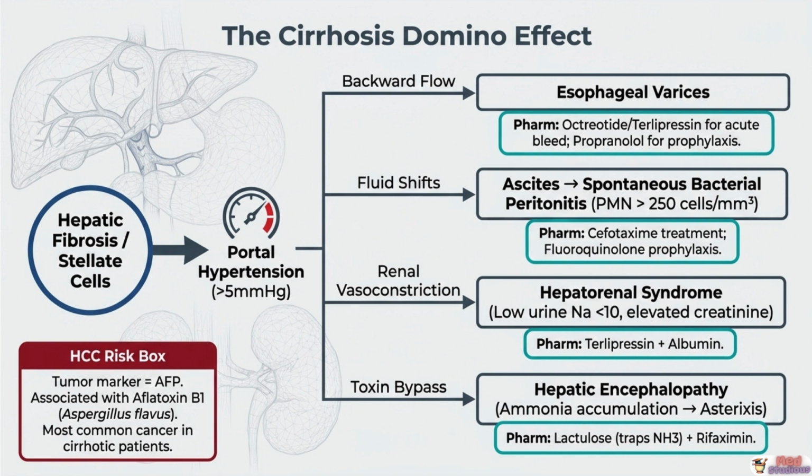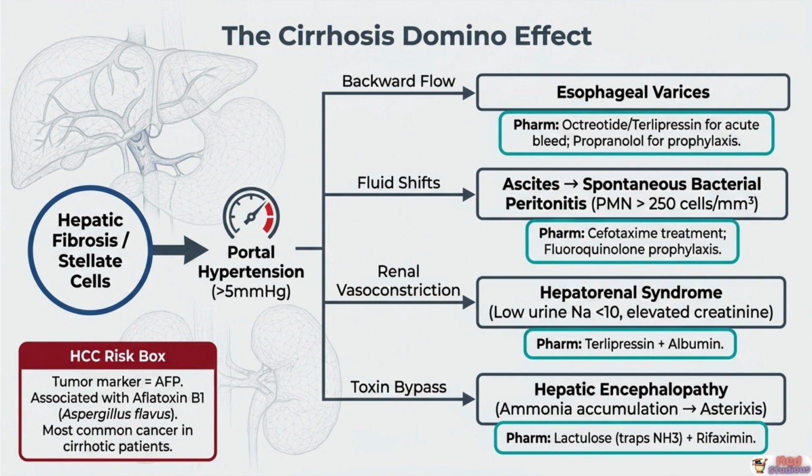long-term with propranolol. Fluid shifts produce ascites, which can become infected as spontaneous bacterial peritonitis, diagnosed when ascitic fluid neutrophils exceed 250 cells per cubic millimeter, and treated with cefotaxime, with fluoroquinolones used for prophylaxis in high-risk patients. Renal vasoconstriction produces hepatorenal syndrome, recognized by a strikingly low urine sodium under 10 and rising creatinine that doesn't improve with fluids, treated with terlipressin plus albumin.